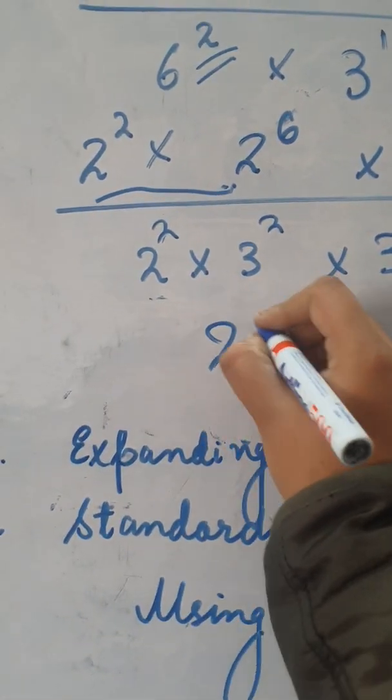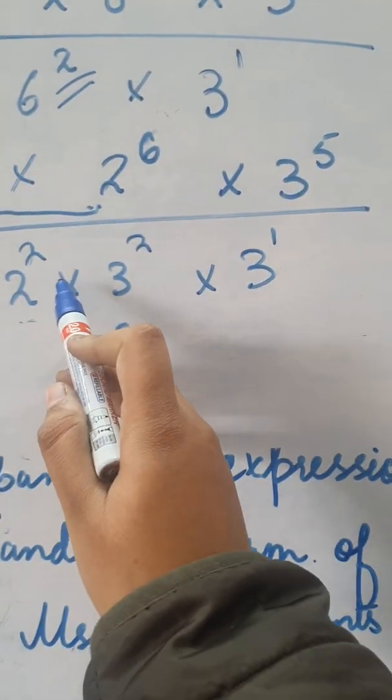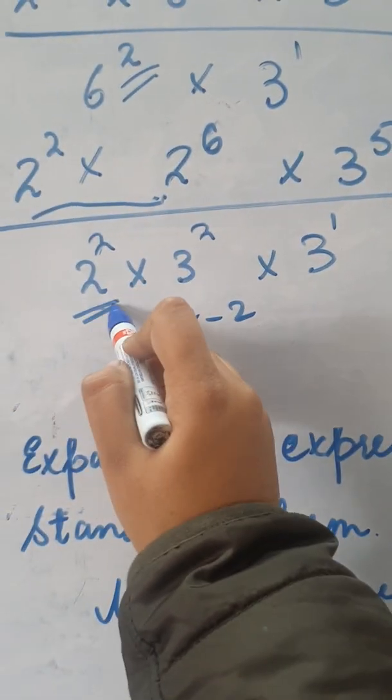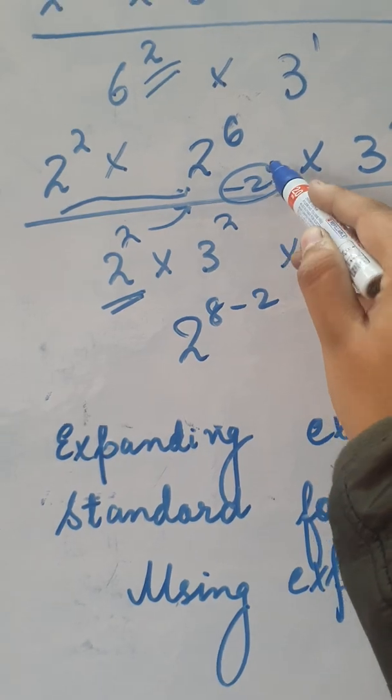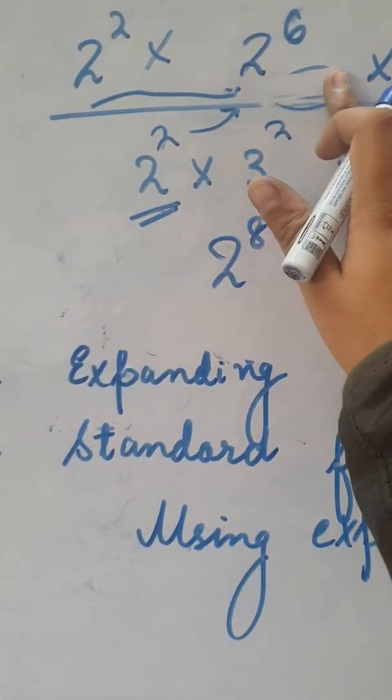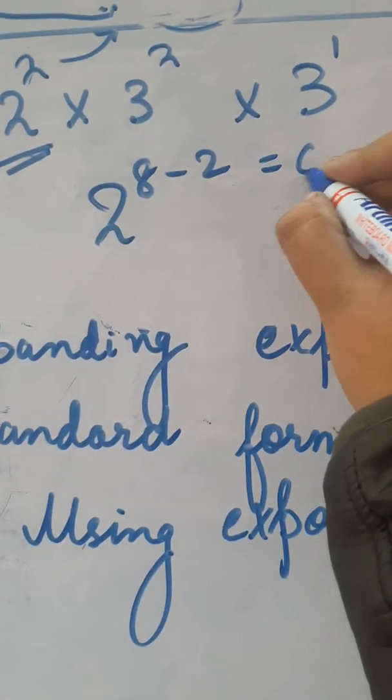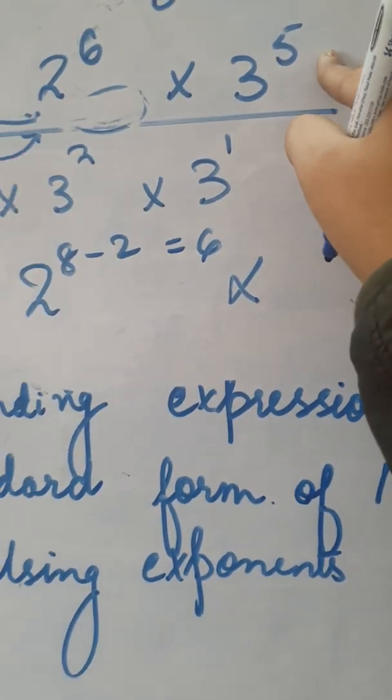So it is 2 to the power 8 minus 2, because this is in division. So this goes up, it becomes minus 2. So it becomes this, that is 2 to the power 6 into 3 to the power 5.